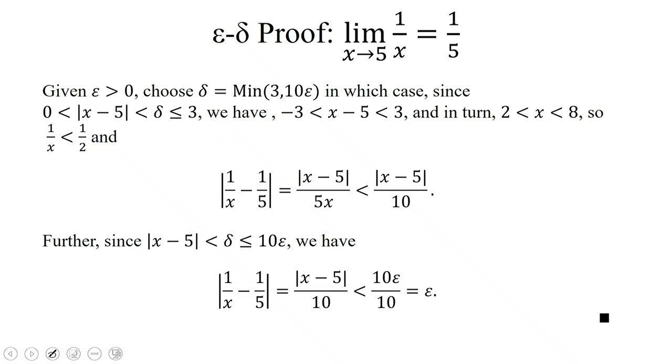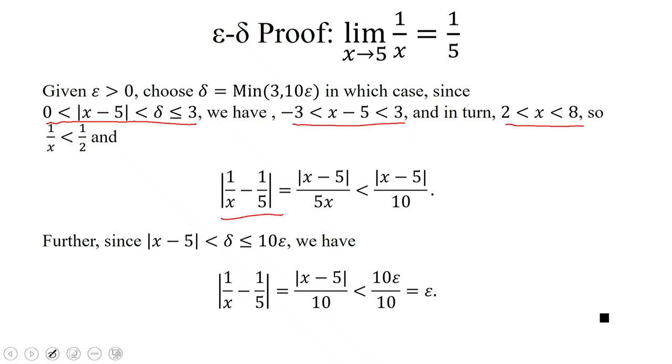The proof is straightforward. Given epsilon greater than 0, choose delta equals the minimum of 3 and 10 epsilon, in which case, if x satisfies this inequality, then delta is less than or equal to 3, which means, as we showed, x minus 5 is between minus 3 and 3, x is between 2 and 8. So we now can write the inequalities as I had before, that absolute 1 over x minus 1 over 5, which was the thing we wanted to show we can make less than epsilon by choosing delta appropriately.